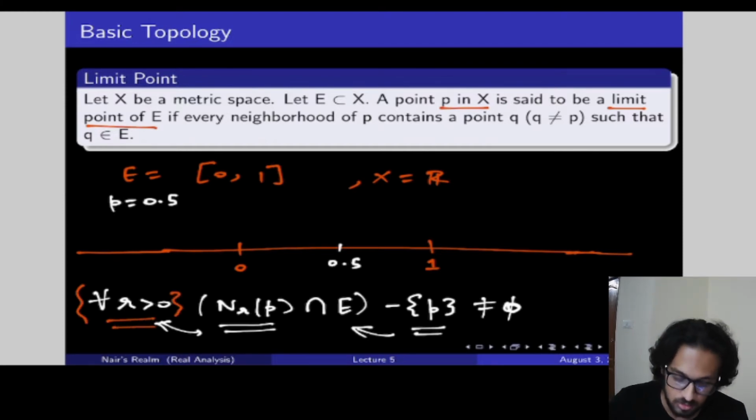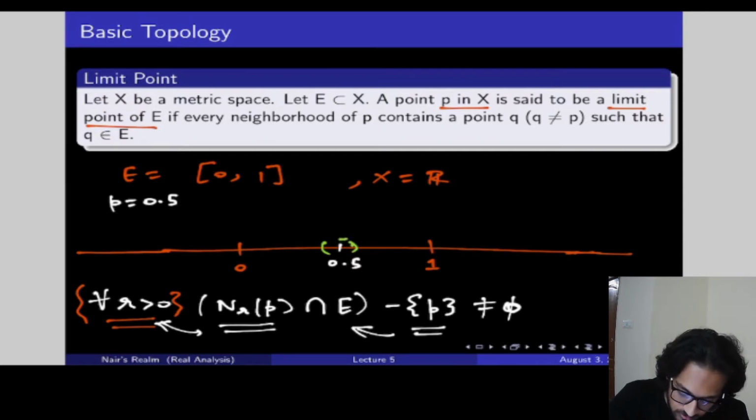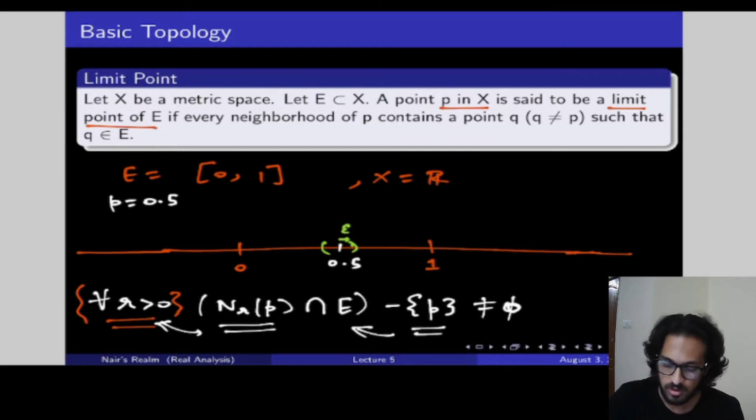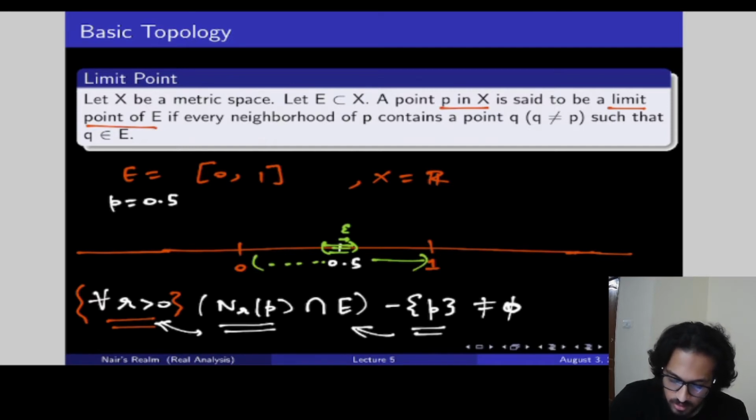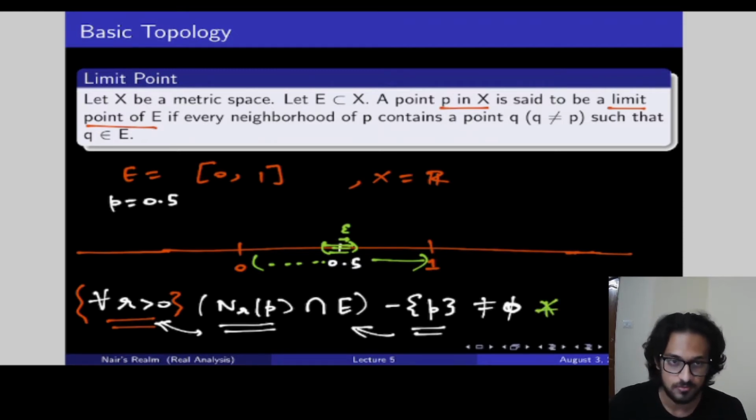So now when I come to the real line here, 0.5, I'm going to use a different color. Let's take some epsilon radius neighborhood. I can see that all the points in this neighborhood in fact lie in E itself. So the intersection with E, even if I remove P, is non-empty. There are a bunch of points. So that's correct. If I take any radius less than 0.5, this will be valid. But we need, for all r greater than 0, this definition to work for P to be a limit point.